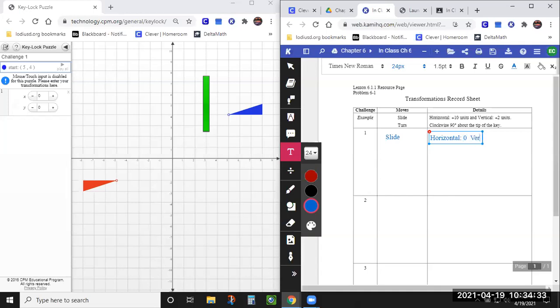And then we have to talk about our vertical, which is our up and down. We want to go down 6. So that's subtract 6, right? So let's go put that in. Subtract 6. Let's do it.